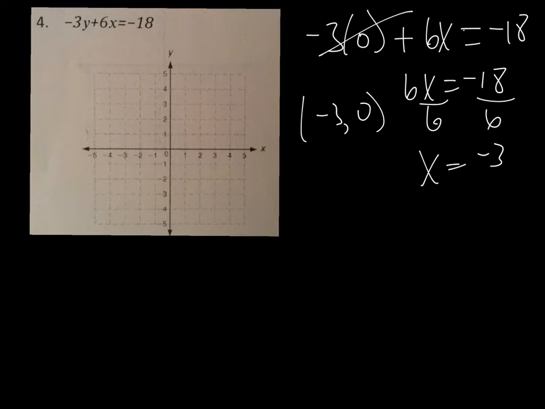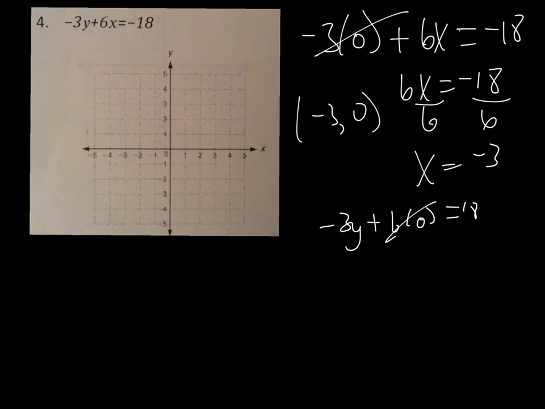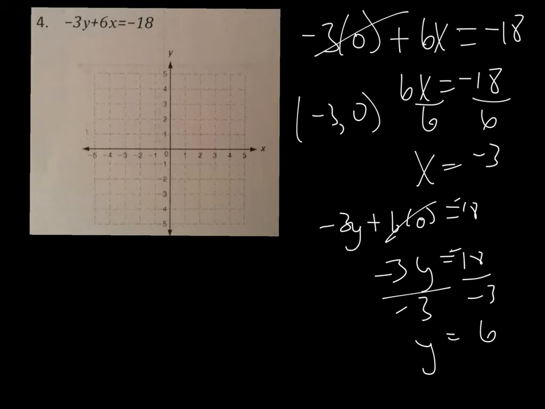The other one is going to plug in 0 for x. So I get negative 3y plus 6 times 0 equals 18. Okay, 6 times 0 is 0. Whoops, let me go ahead and cross that out. So negative 3y, bring that down, equals 18. Then I'm going to divide both sides by negative 3, and I got y is equal to negative 6. Or sorry, positive 6, because 18 divided by negative 3 is... let me restate: when x is 0, y is positive 6.